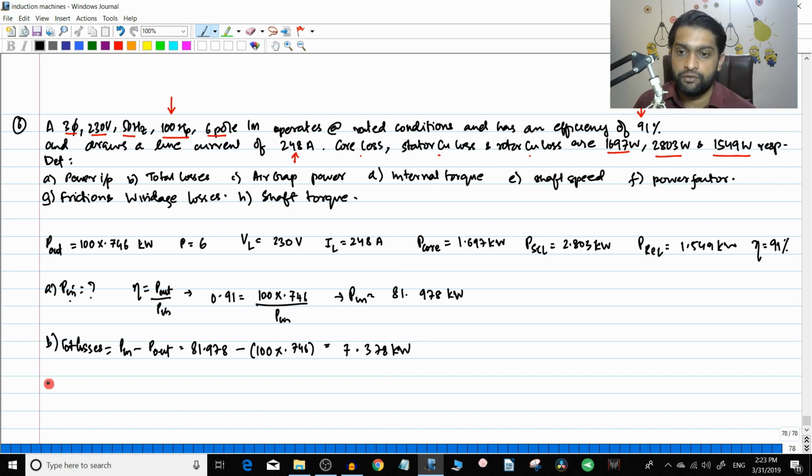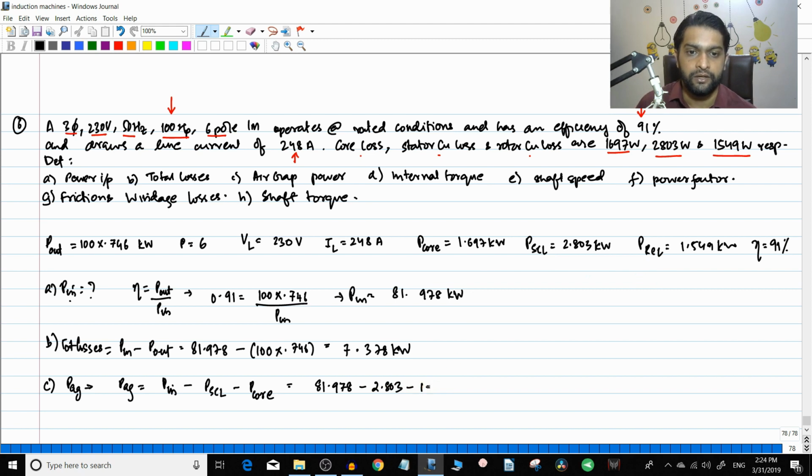Next, we have to find the air gap power, that is PAG. You know that the PAG value is equal to the input power minus the stator copper loss minus the stator core loss. The input power is 81.978, minus stator copper loss 2.803 kilowatts, minus the core losses given to be 1.697. So this value you can find to be 77.478 kilowatts. So this is the air gap power.